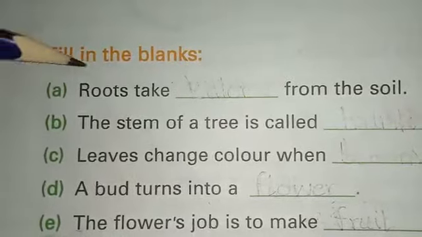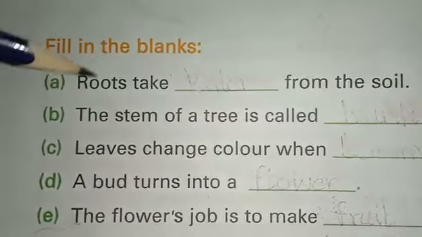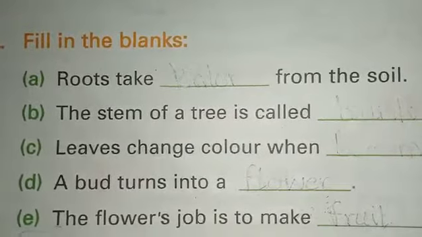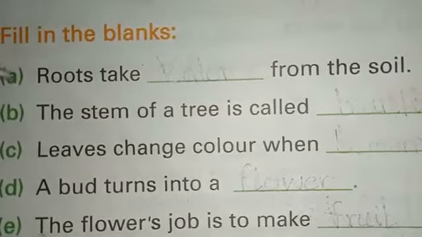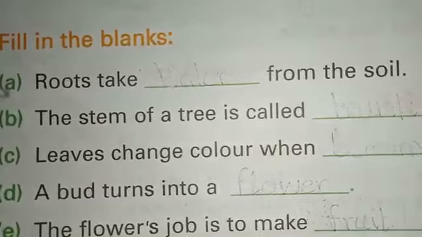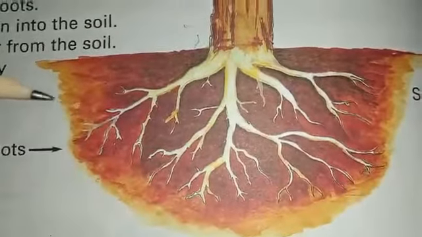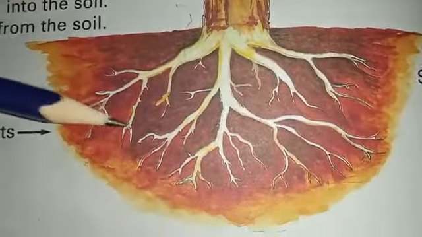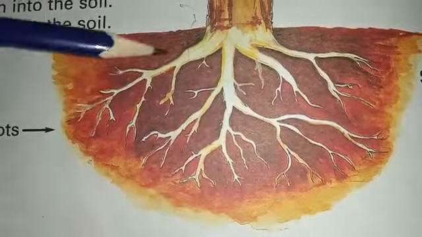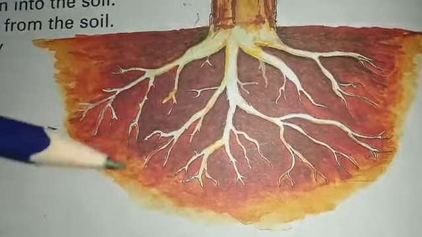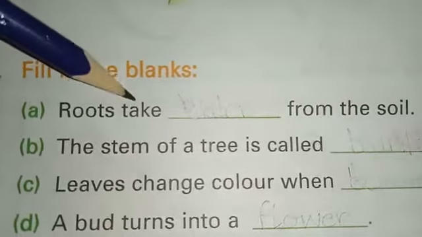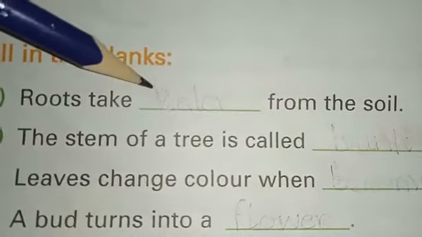Number 2, fill in the blanks. A, roots take dash from the soil. Now you people tell me, what do roots take up from the soil? As we have already discussed, roots are present under the soil and they take up water from the soil to the whole part of the plant. So we will write it as: A, roots take water from the soil. So what would we write here? Water.